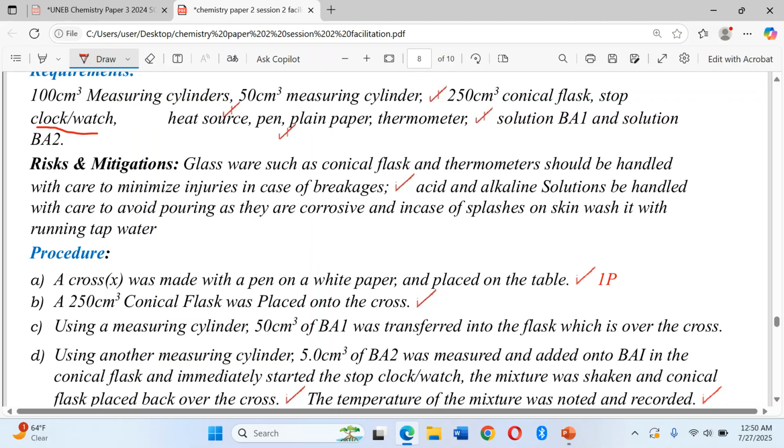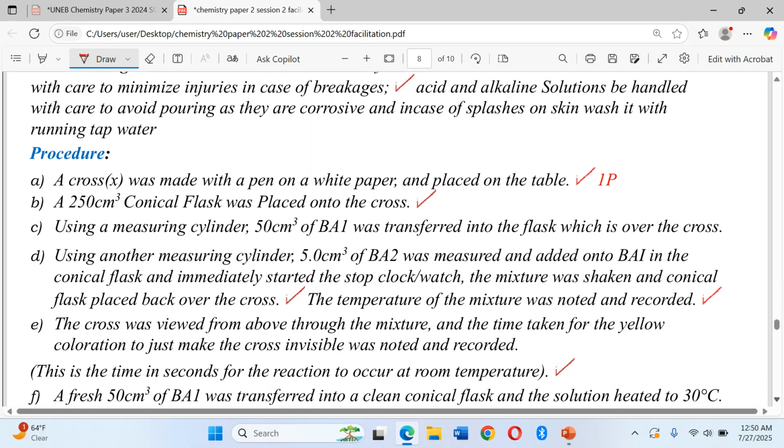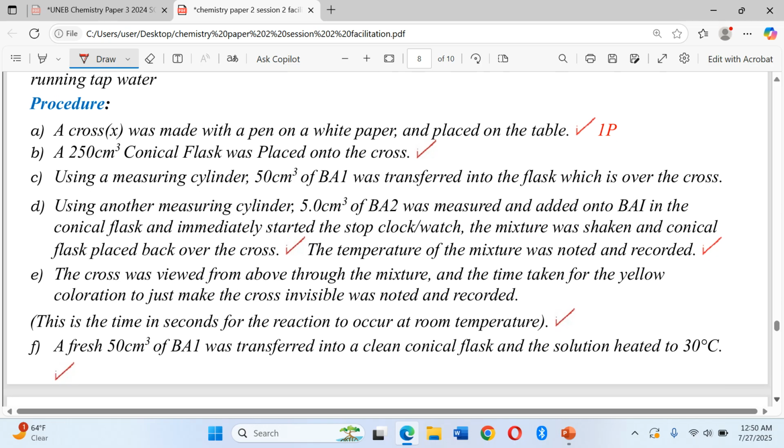Then procedures. Let's look at the procedures very fast, and then we see how best we can deal with other items. The procedure says a cross X was made with a pen on the white paper and pressed on the table. Then a 250 cubic centimeter conical flask was placed onto the cross. Using a measuring cylinder, 50 cubic centimeters of BA1 was transferred into the flask, which is over the cross.